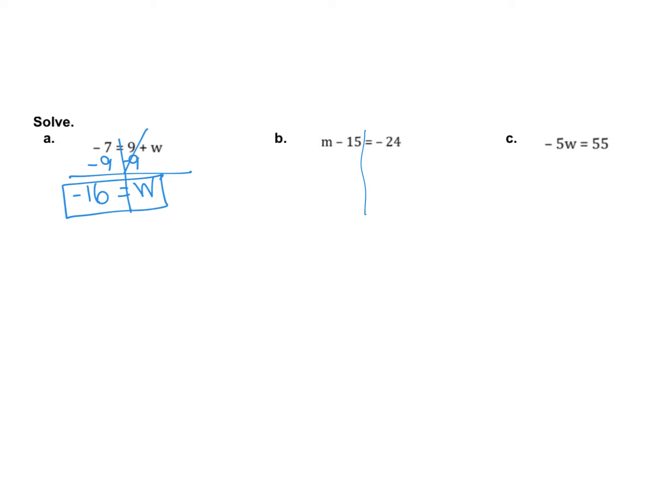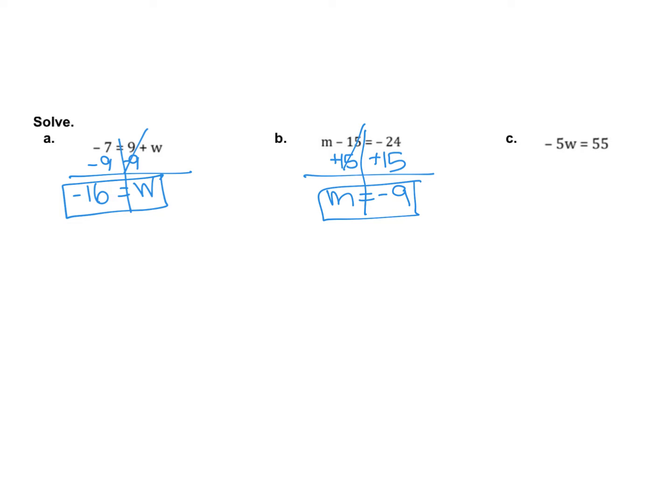Our next one. I have m minus 15 is equal to negative 27. So what I'm doing here then is I need to isolate the variable by applying that addition property. So by adding the 15 on both sides, it's going to cancel out. And I'm going to have m is equal to then negative 9.